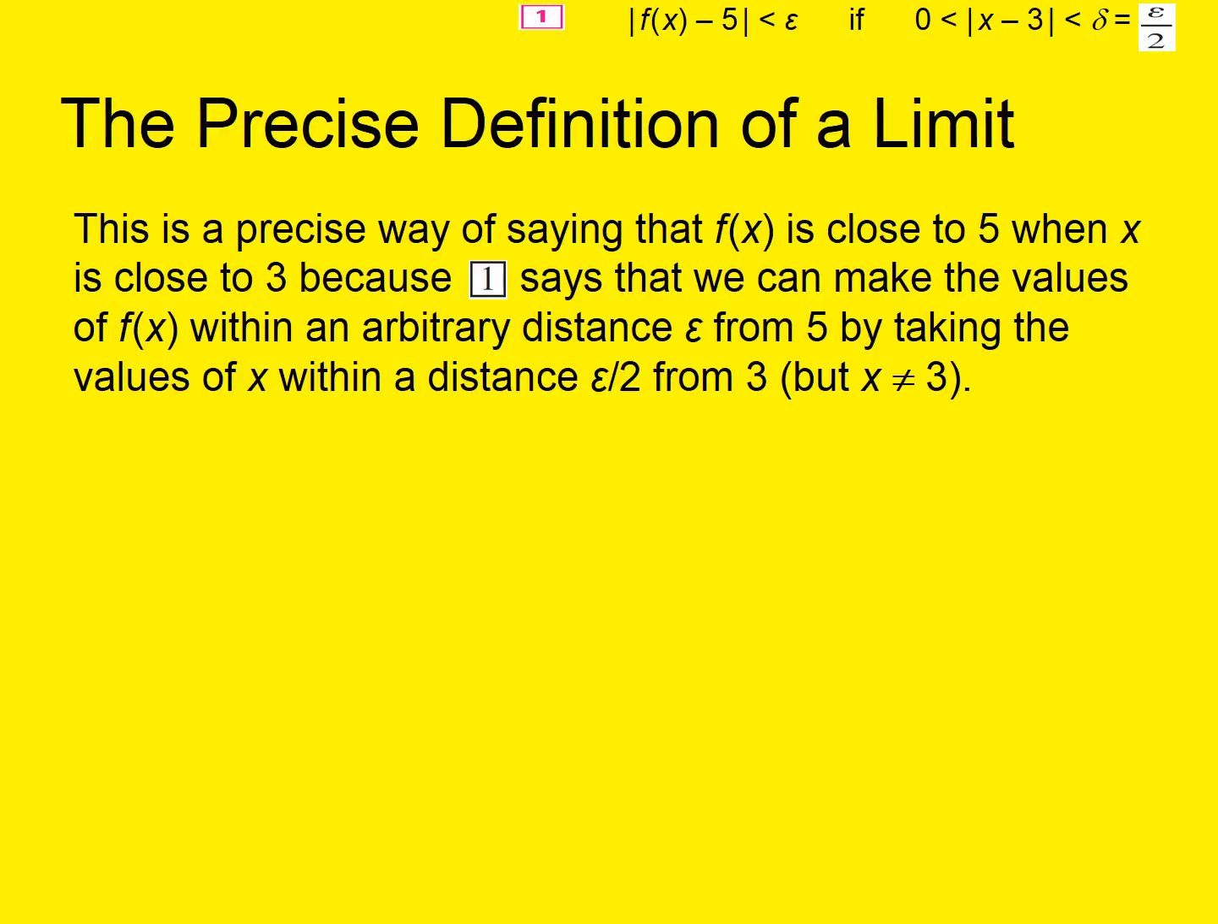This is a precise way of saying that f of x is close to 5 when x is close to 3, because statement 1 says that we can make the values of f of x within an arbitrary distance epsilon, as close as we like, from 5 by taking the values of x within a distance of epsilon over 2. Whatever that arbitrary distance epsilon is, just cut it in half and we'll be able to come up with a delta that works. Within a distance epsilon over 2 from 3, but x not equal to 3.